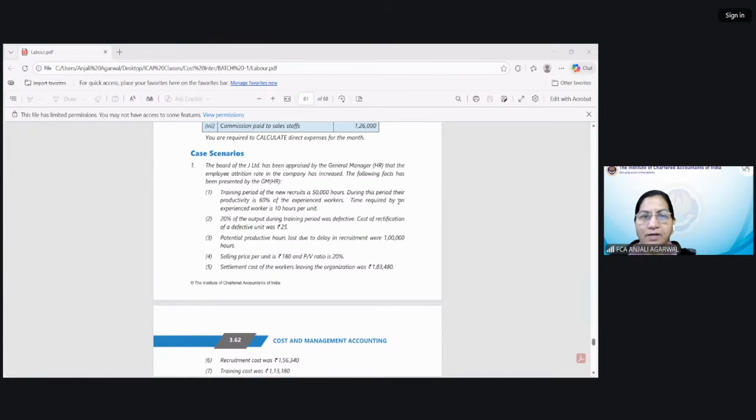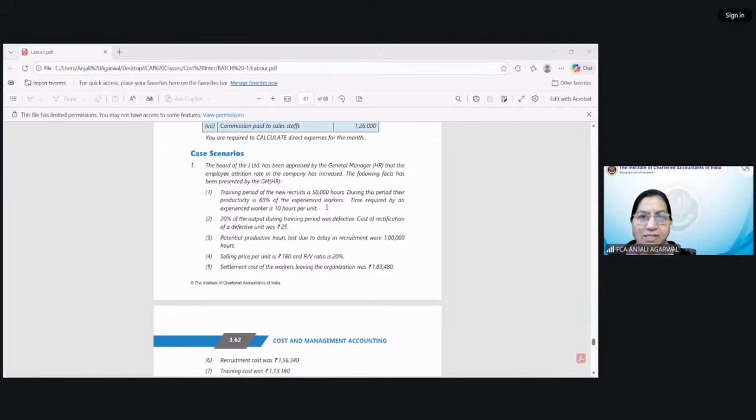The time required by an experienced worker is 10 hours per unit. So if one worker takes 10 hours to make a unit, in 50,000 hours, he would have made 5,000 units. So we can say 60% of 5,000, which is equal to 3,000. So only, whereas 5,000 units should have been produced, only 3,000 units are produced. So we will look at each and every point first in detail, and then we'll go on to approach the case study.